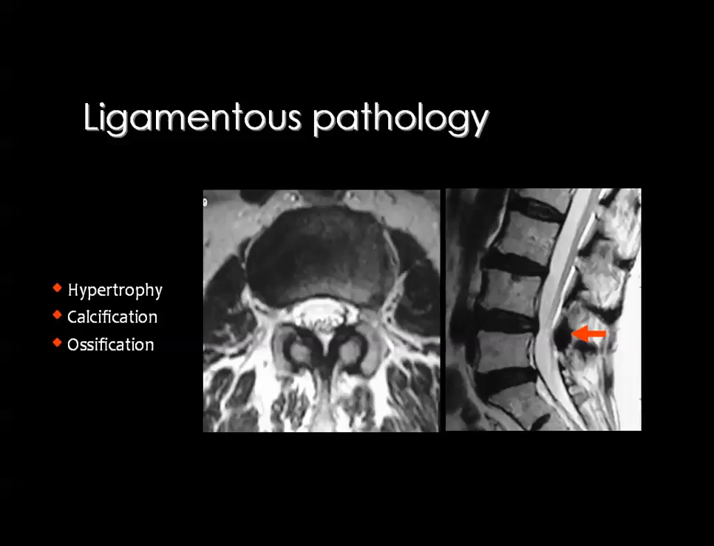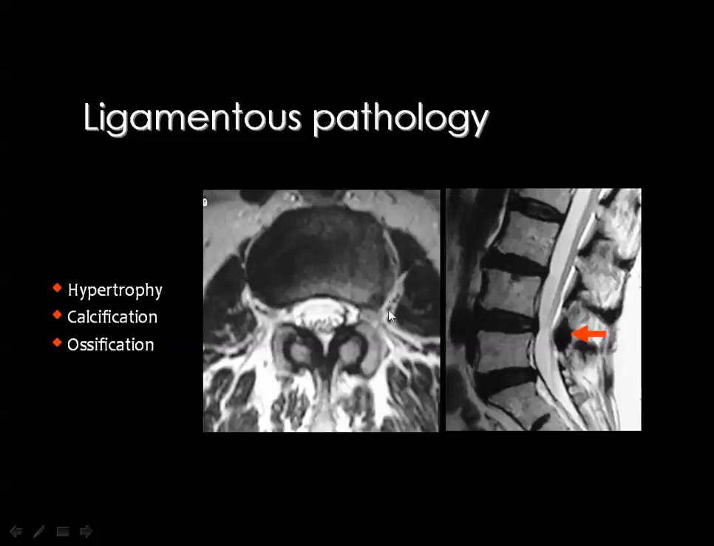Then we come to the ligamentous pathology, and we have three types also: ligamentous hypertrophy, ligamentous calcification, and ligamentous ossification. Of course, what's important for us concerning the ligaments is the ligaments inside the spinal canal. We have two ligaments inside the spinal canal, the ligamenta flava and the posterior longitudinal ligament. These ligaments may hypertrophy, may calcify, and may ossify.